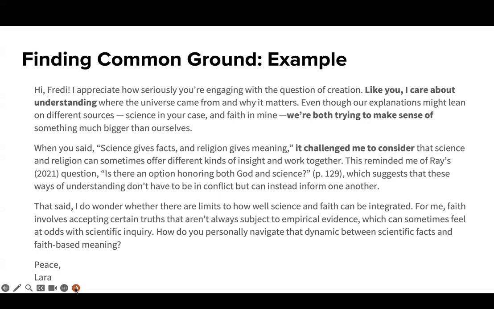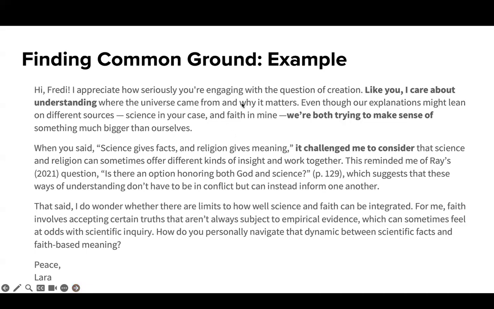You can also see in this paragraph, we use the strategy of referring to or specifically quoting your classmate's post, and we've quoted the primary source for the assignment, which would be Ray's book. That said, I do wonder whether there are limits to how well science and faith can be integrated. For me, faith involves accepting certain truths that aren't always subject to empirical evidence, which can sometimes feel at odds with scientific inquiry. How do you personally navigate that dynamic between scientific facts and faith-based meaning? Peace, Laura.